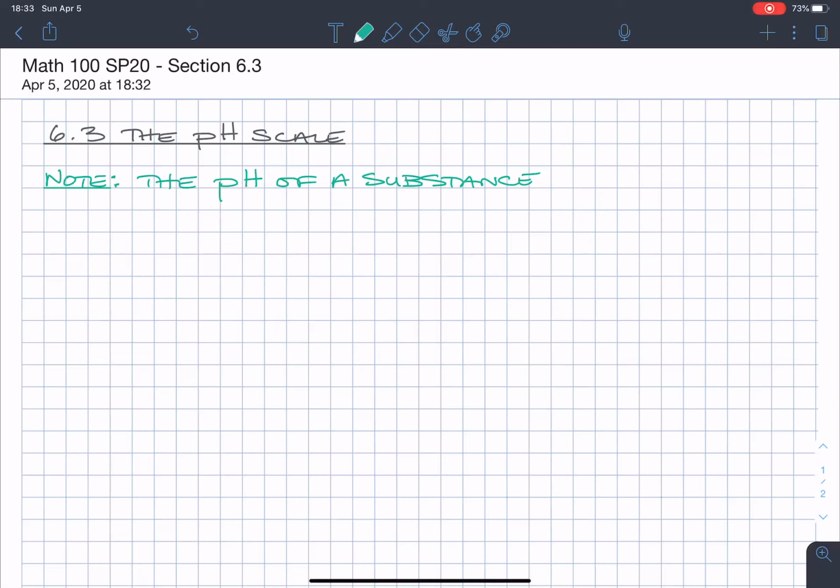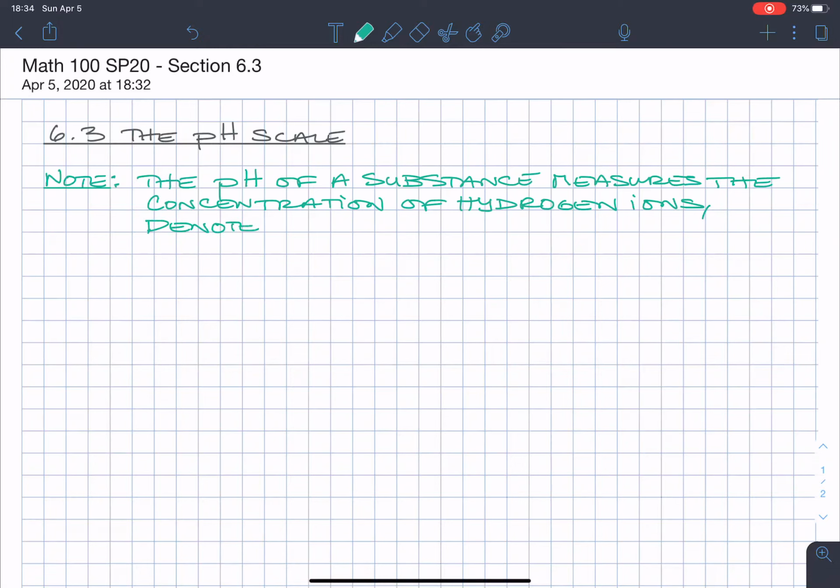measures the concentration of hydrogen ions, denoted by a square bracket with a capital H and a plus, and then end square bracket, and is measured from 0 to 14.